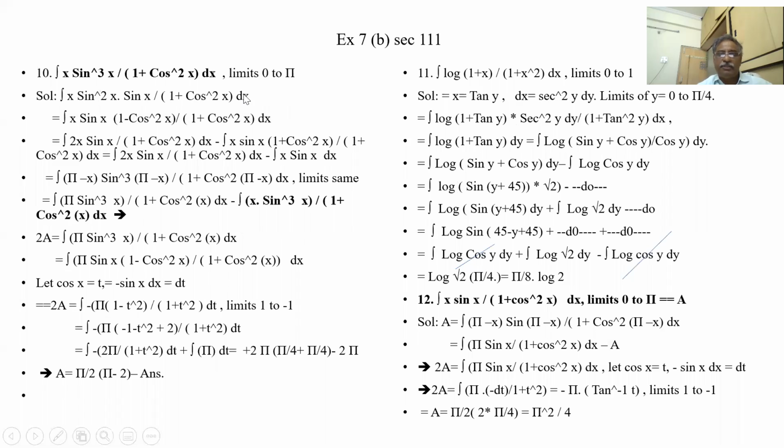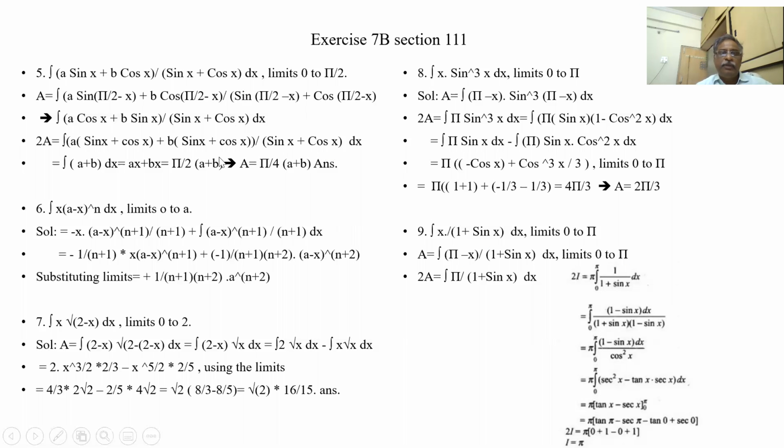When I apply limits, pi by 2 into (a plus b), it is equal to 2I. So when 2 comes here, I is equal to pi by 4 into (a plus b). Immediately once I get 2I, the 2 should come here, because we may forget bringing the 2 into the answer. Okay. Next one. Understood this? By using the properties of integration, with pi by 2 minus x, a plus b is going out, so numerator and denominator get cancelled.